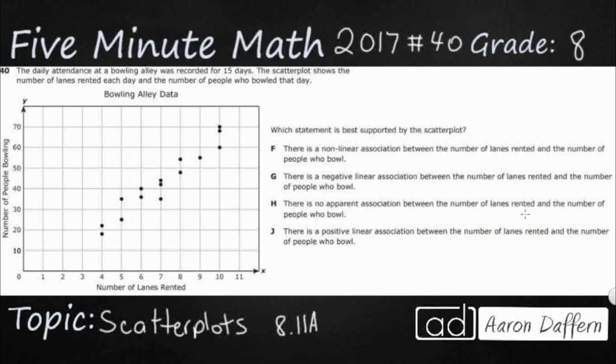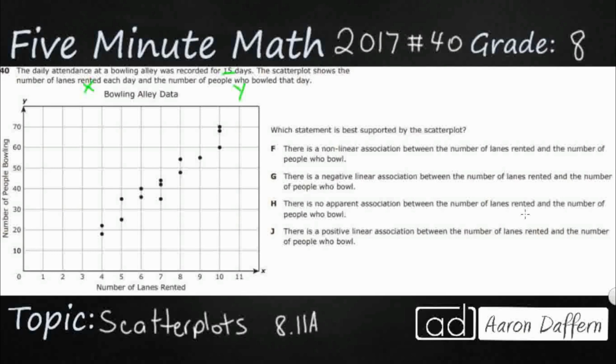So we have the daily attendance here of a bowling alley recorded for 15 days. And all that simply means is that if you count the number of dots, you would get 15 dots. So we're not necessarily looking for 15 on either axis here. What we are looking for are the number of lanes rented each day. So that's going to be our x-axis. And the number of people who bowled that day, that is our y-axis. And so we need to find a statement.